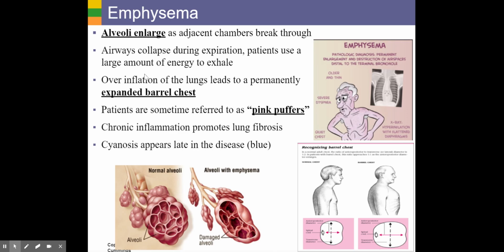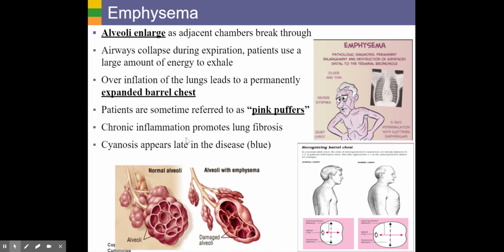Because of that, these people end up with what we refer to as a barrel chest. You can see that down here in the picture. So this would be normal. This is what would be referred to as a barrel chest because of the overuse of those muscles that control the lungs, especially the rib cage as well as the diaphragm. Patients are often referred to as what's called the pink puffer, because they usually have somewhat of a pink appearance because they're laboring to breathe.